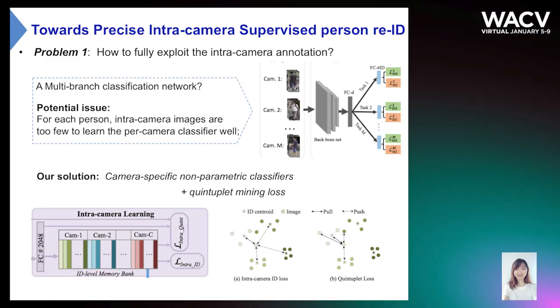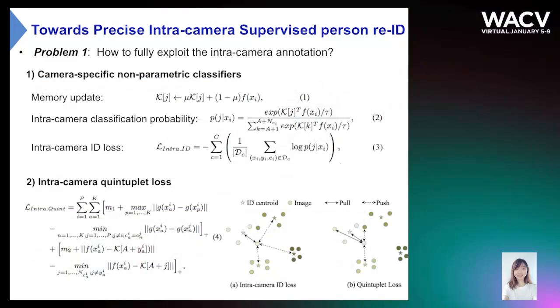To deal with the problem, we propose to use non-parametric classifiers instead. Specifically, we construct an ID-level memory bank and design camera-specific non-parametric classifiers. In addition, we also design a quintuplet mining loss for hard negative mining, which enhances the learning and exploitation of intra-camera annotation.